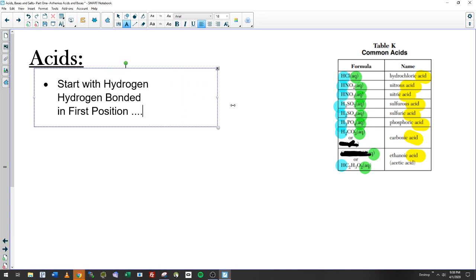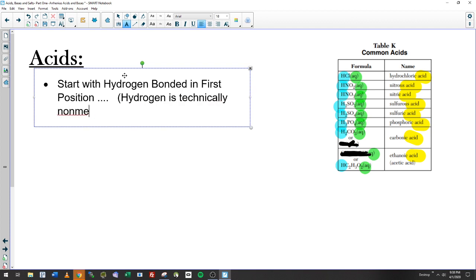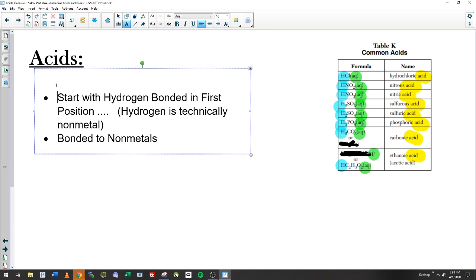Now, according to the laws of the periodic table, hydrogen is technically a nonmetal. And if I were to take a look at everything else that's listed here, they're all bonded to nonmetals. They're all bonded to other nonmetals. And if we have two nonmetals, technically, this is covalently bonded because we have two nonmetals.